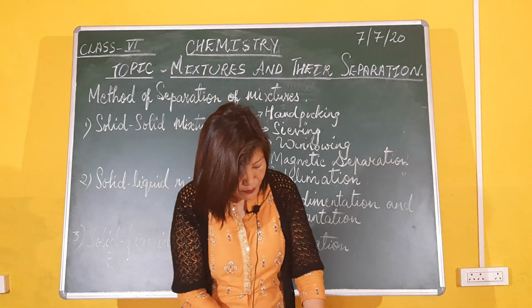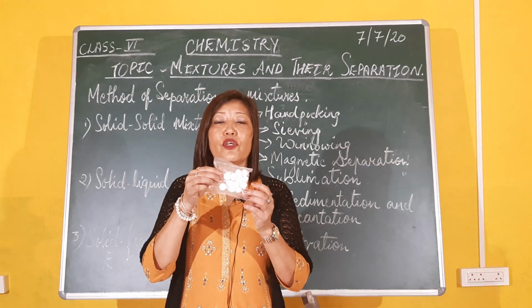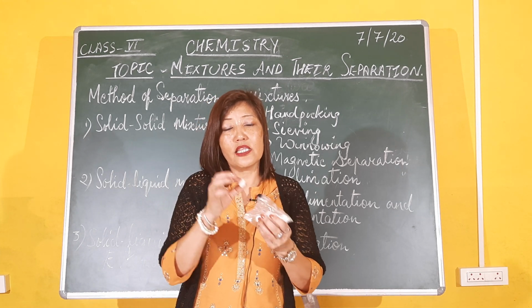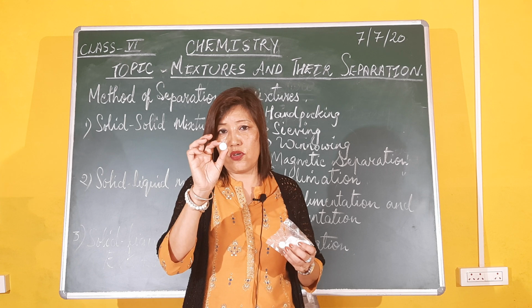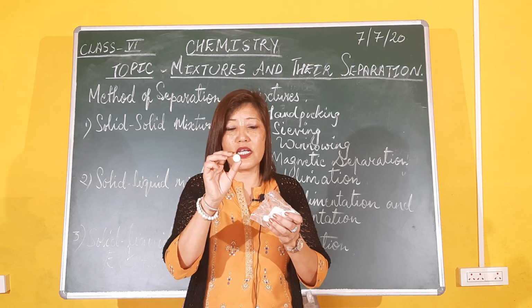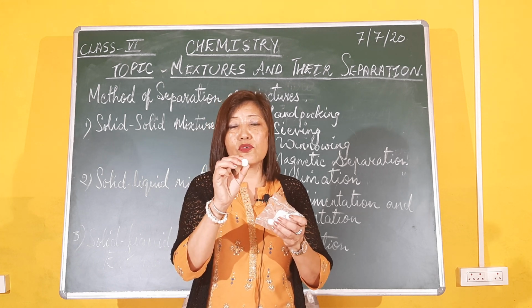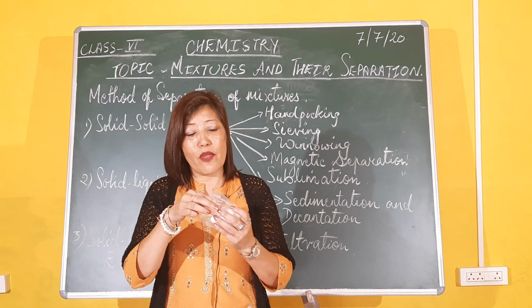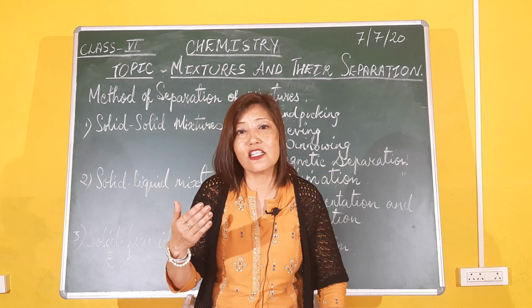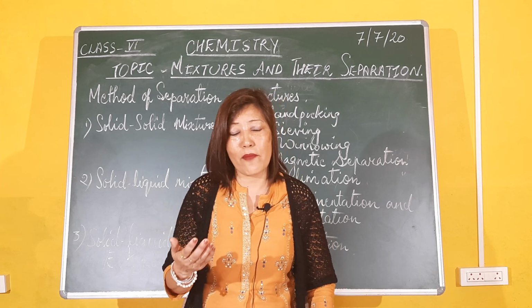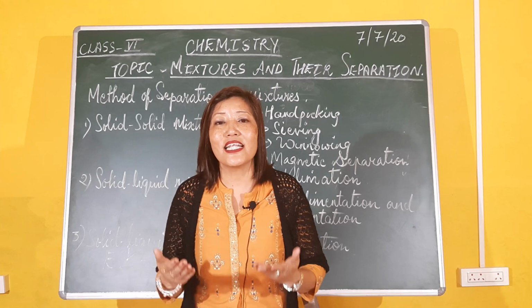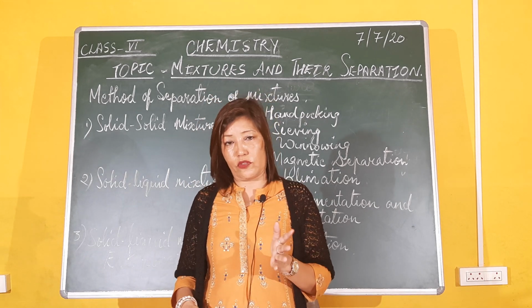Then another example which I want to show you is this one, naphthalene ball, isn't it? Naphthalene ball. This also we can use. We will put it inside our cloth, and what does it do? This ball will change directly into vapor state, slowly releasing some smell, and those vapors will remove the moth or other insects from our cloth.